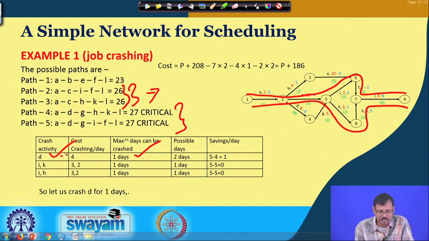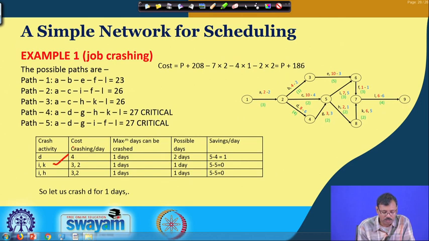So, D can be crushed here and the savings is now rupees 5 minus 4, rupees 1 per day. Our options are to crush both I and K. If we crush this one and this one for 1 day, then this will be reduced to 26 and 26, or we can do it for I and H instead of I and K.